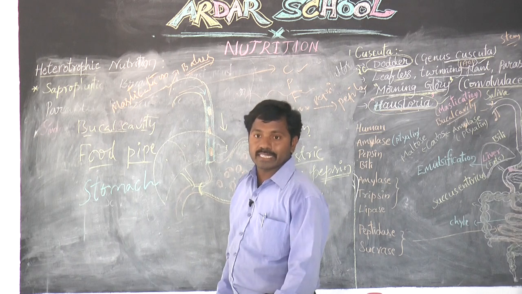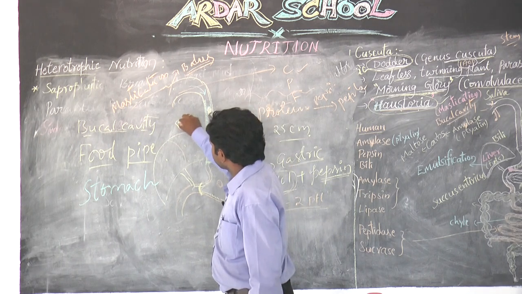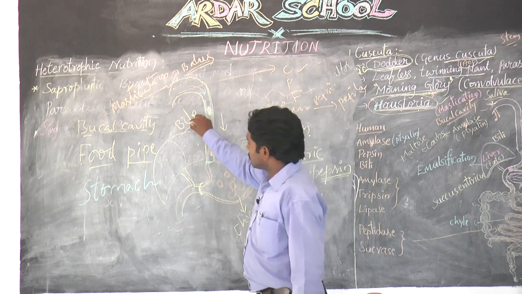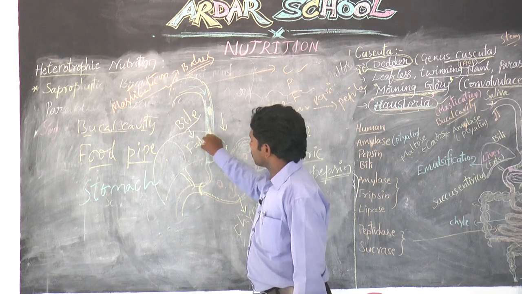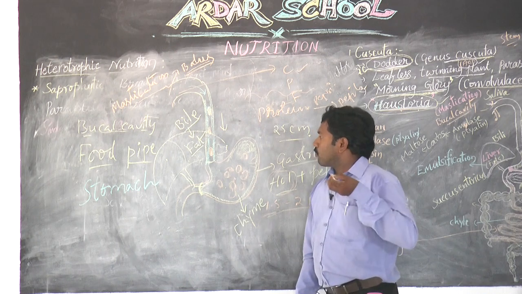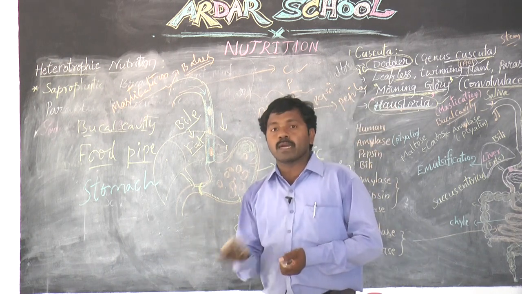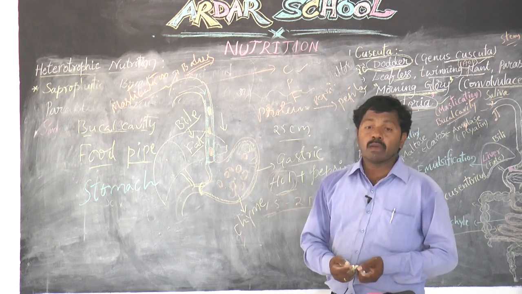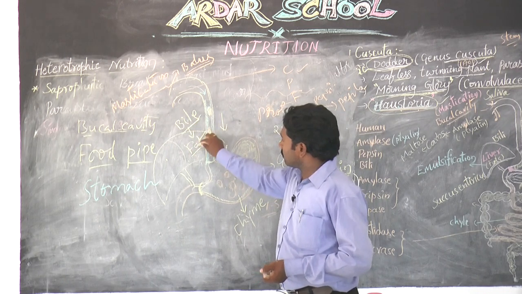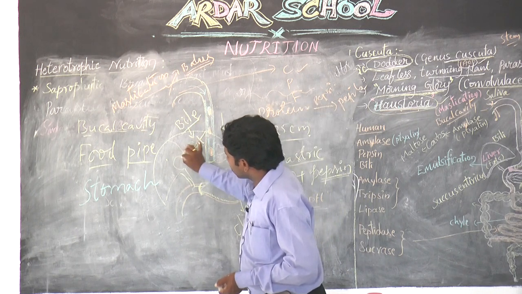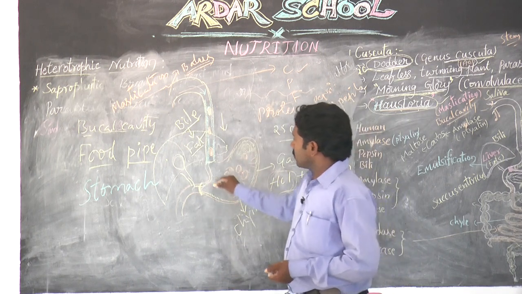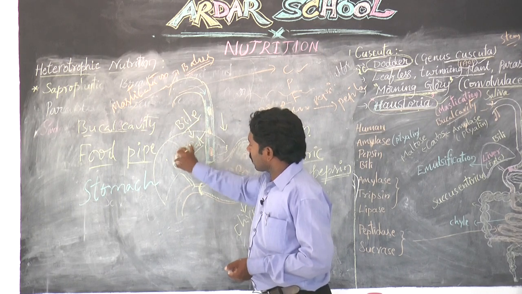Some juices are secreted, called bile juices. So what is the main function of the bile juices? These bile juices react on fat. Fat is a complex material. Complex fat materials are simplified into small particles. That is called emulsification. Bile juices are secreted from the liver and stored in a ball-like structure called the gallbladder.